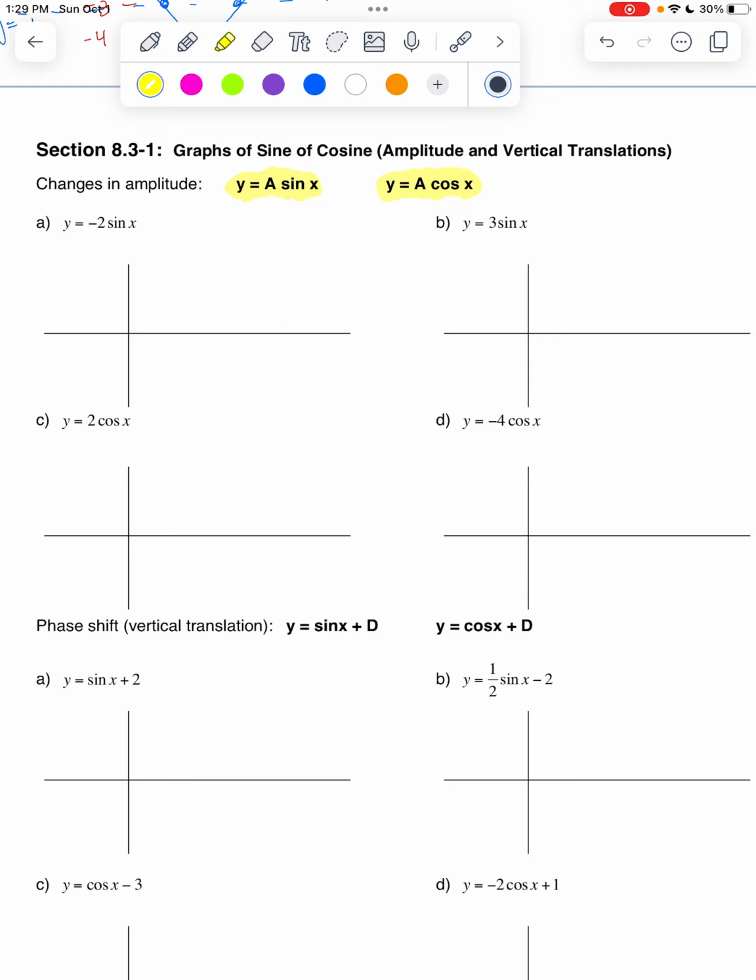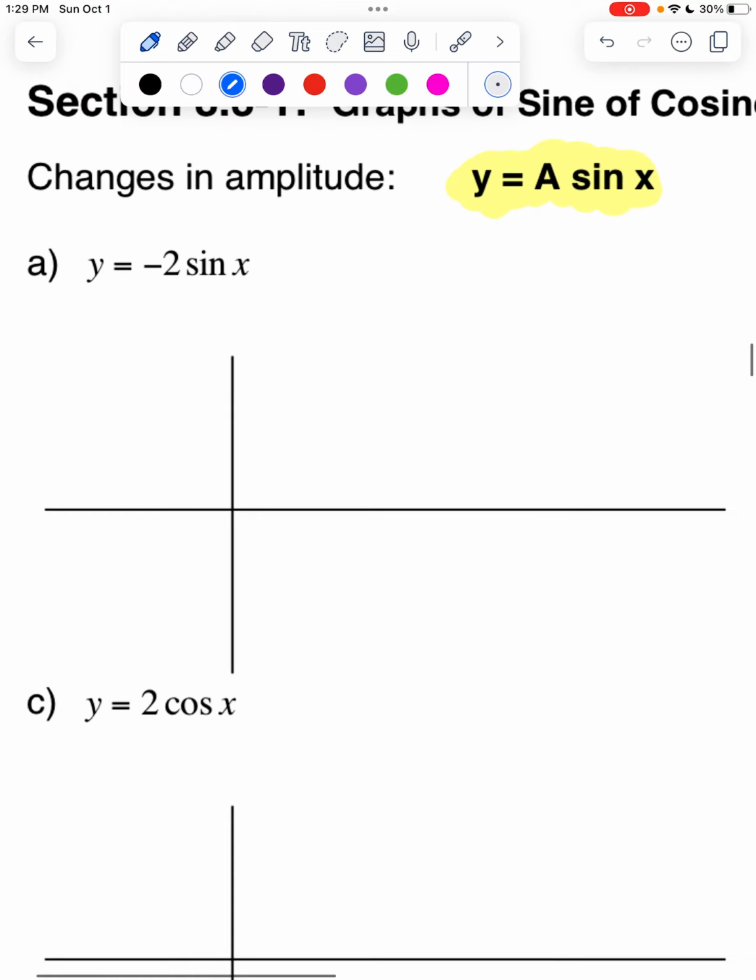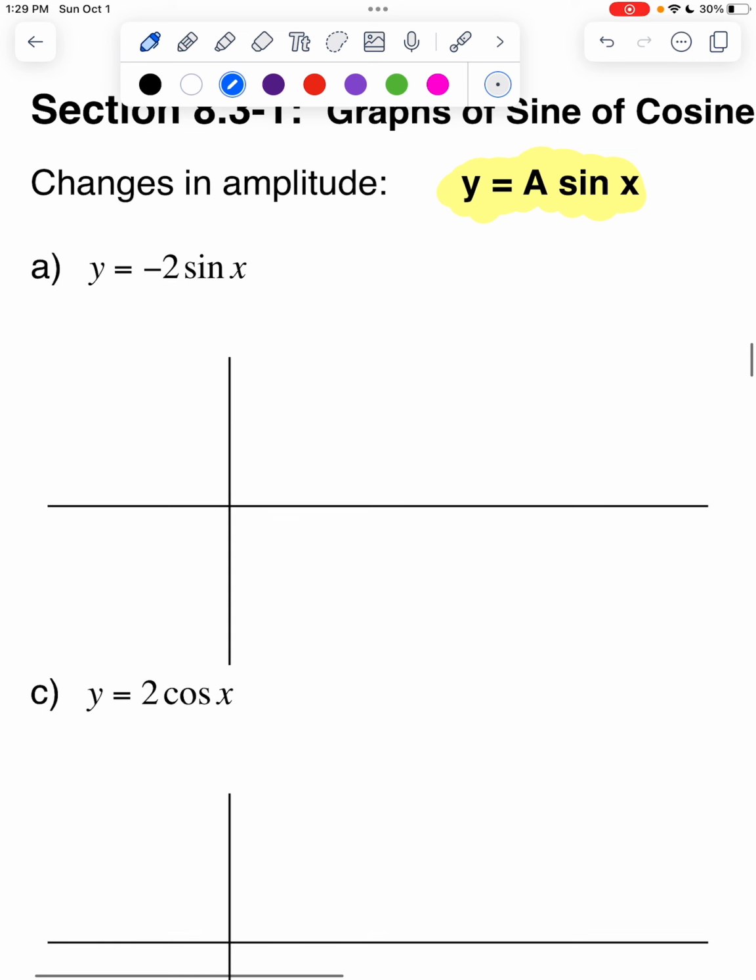When we are graphing these, I always find it's most helpful to start by graphing the parent function. So for the parent function of sine of x, we're always going to start with 0, pi over 2, pi, 3 pi over 2, and 2 pi. And our range is going up to 1 and then down to negative 1. So here is our sine of x graph. I'm just going to leave it with a dashed line.